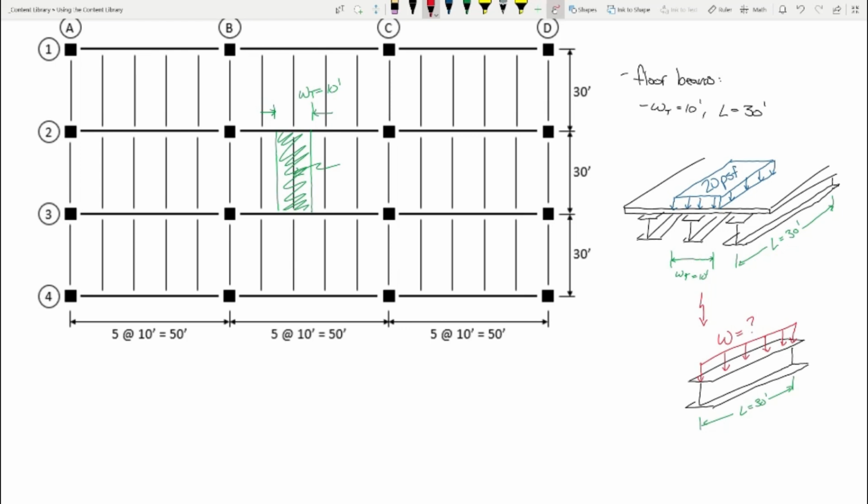That's what you do. Okay, so let's investigate both situations. So what is the tributary area? I'm asking, what is the tributary area? 300 square feet. Yeah, so the tributary area is 300 square feet.